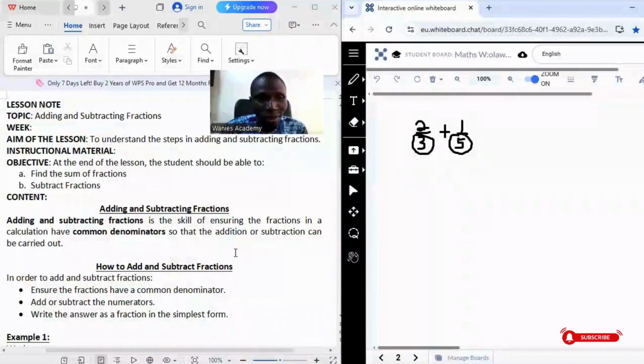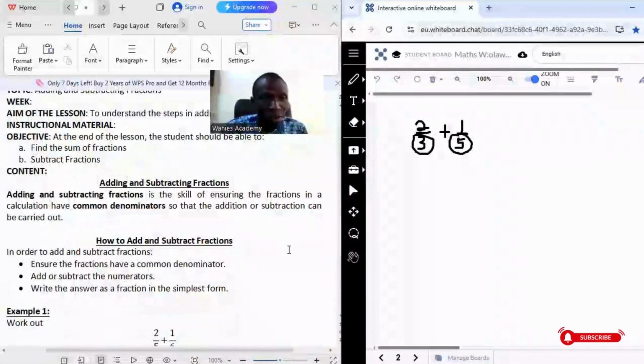Now let's look at the steps in adding and subtracting fractions. The first step is to ensure the fractions have a common denominator. That's the first step. And the second is to add or subtract the numerators. And the last step is to write the answers as a fraction in the simplest form.